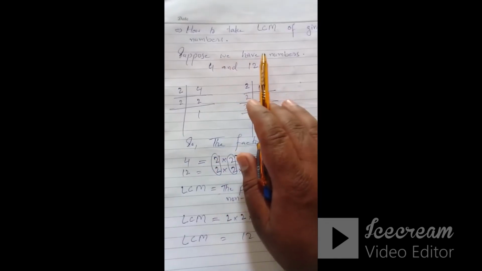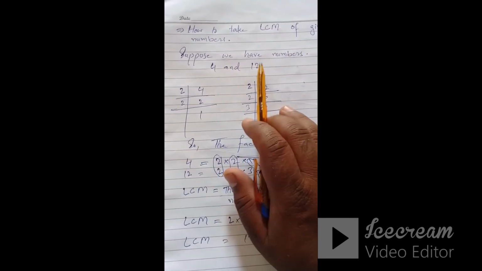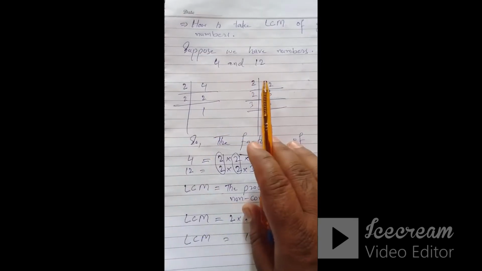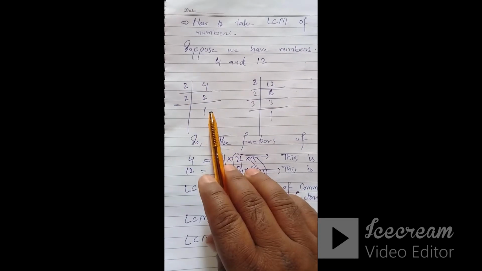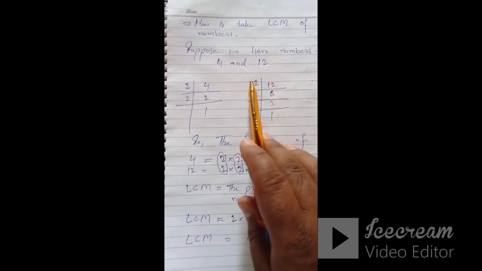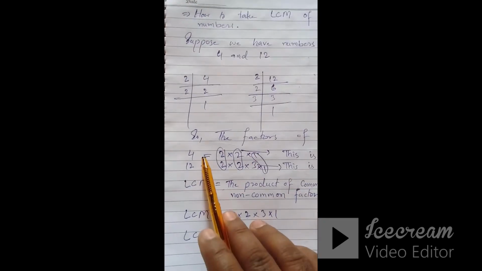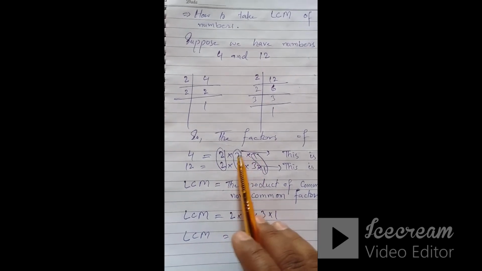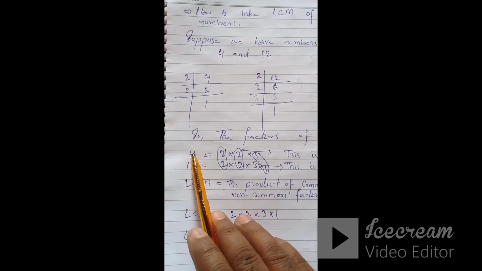Friends, suppose we have two numbers, 4 and 12. For LCM, we have to find the factors of the given numbers. The factors of 4 are 2, 2 and 1. The factors of 12 are 2, 2, 3 and 1. So 4 is equal to 2 multiplied by 2, and 12 is equal to 2 multiplied by 2 multiplied by 3. If we multiply these numbers, the result will be 4.